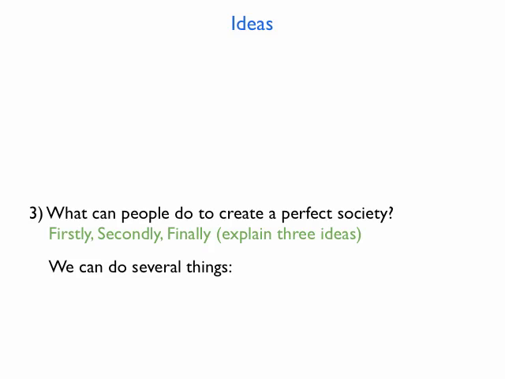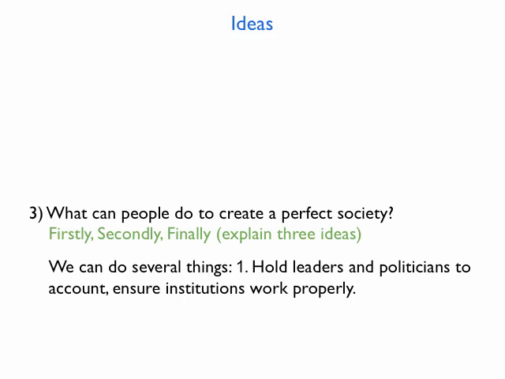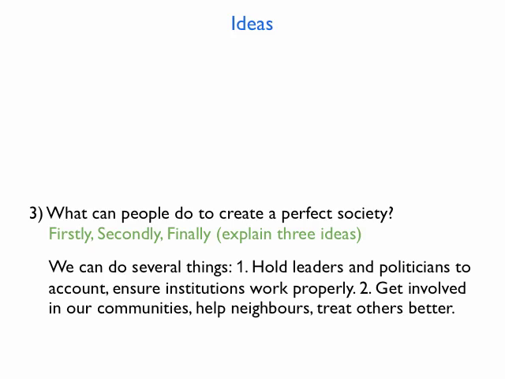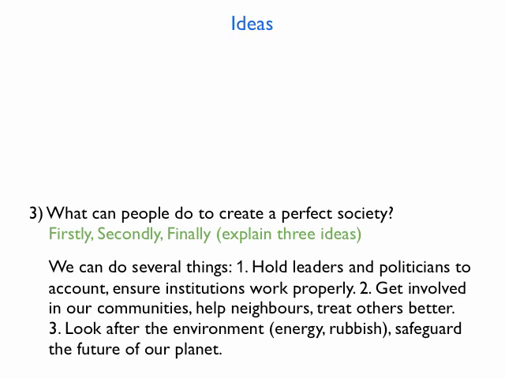Then the first point could be hold leaders to account and ensure institutions work properly. This idea relates to the point about trust in the police, government, etc. in paragraph 2. Hold to account means making sure they do their jobs properly and for the benefit of everyone. Secondly, we could get involved in our communities, help neighbours and treat others better. Finally, we should look after the environment, for example, thinking about the energy we use, the rubbish we create, the way we damage the natural world, etc., so that we safeguard the future of our planet for our children.